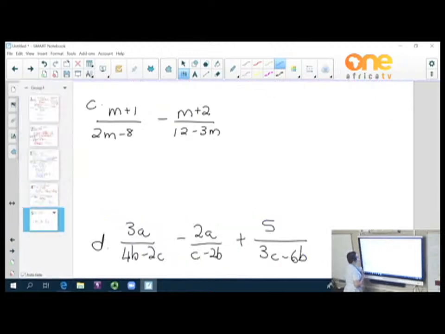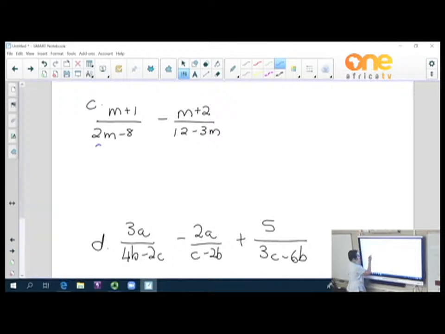Right, now we're looking at number C. Again, I need to factorize right at the start. So this one is the highest common factor, m minus 4. Here the highest common factor is 3, 4 minus m. So again, I have a problem. My signs are wrong here. I want to change my signs. So I'm going to change that one to a negative, and then it becomes here -4 plus m, which is the same as m minus 4.